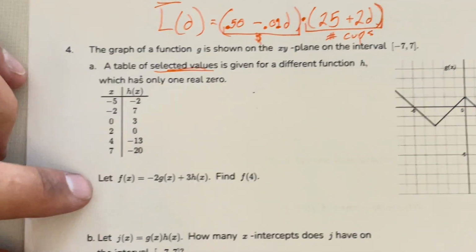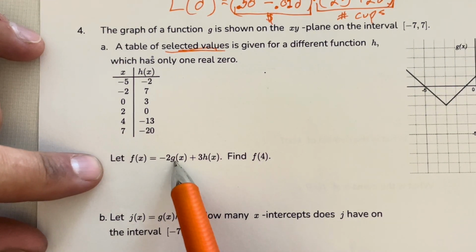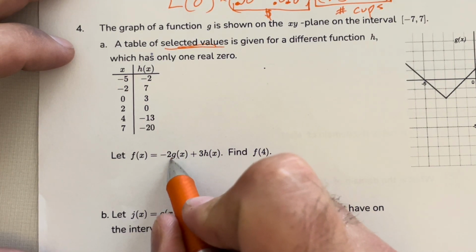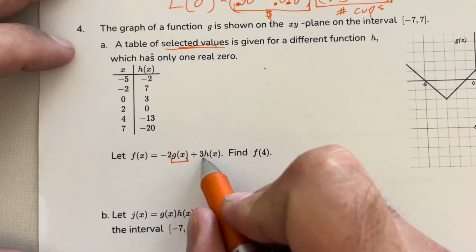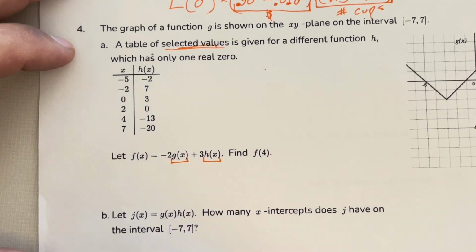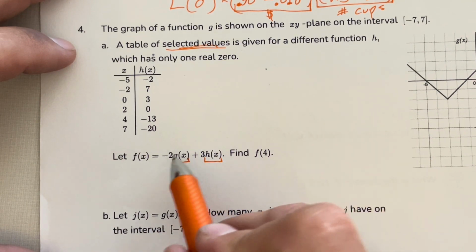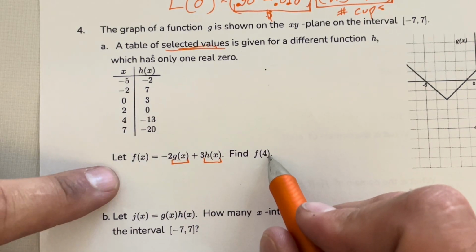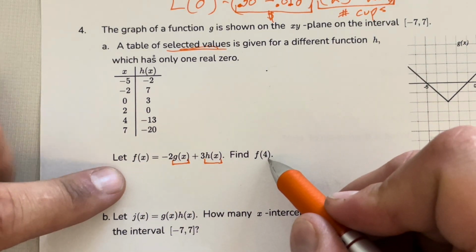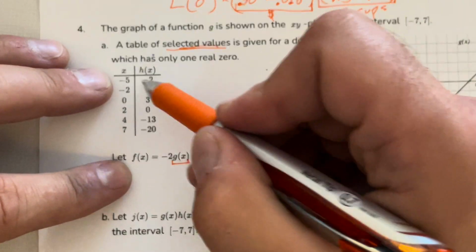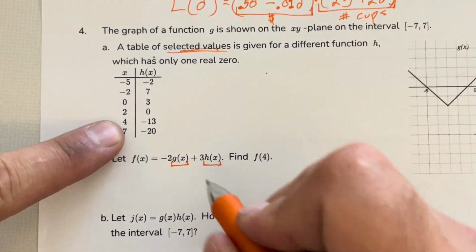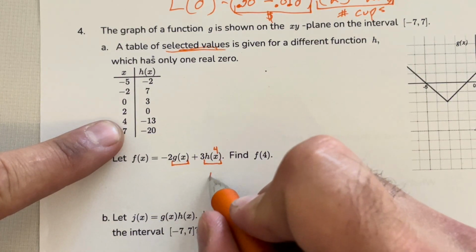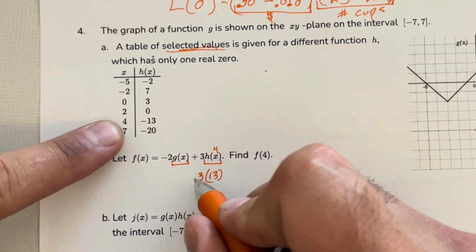Excuse me. Okay, let f of x equal, ooh, what the heck is this? So this is saying take -2 and multiply by the value of g of x, take 3 and multiply by the value of h of x, and then add those answers together. So let's find f of 4. We're going to find 4 in this function. So 4, the output is 13. So when we put in 4 for the h function, we get 13, but we have to take that answer and multiply by 3.